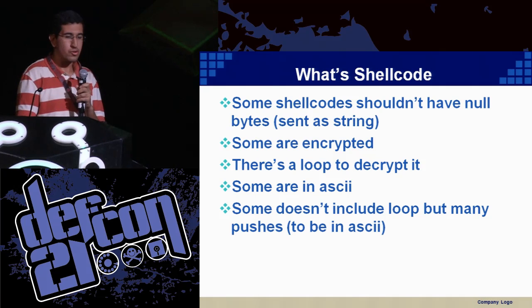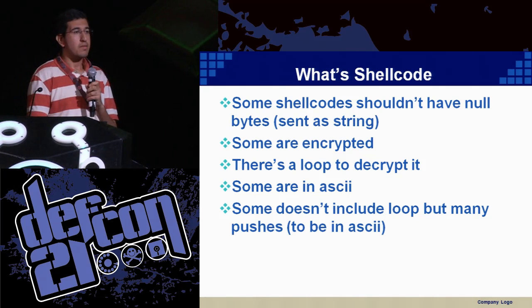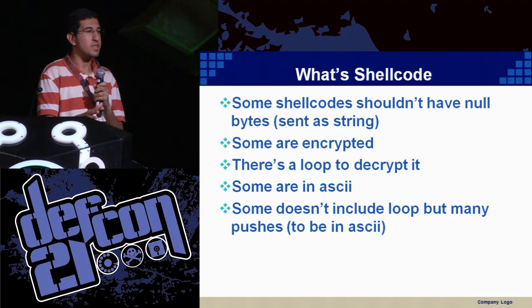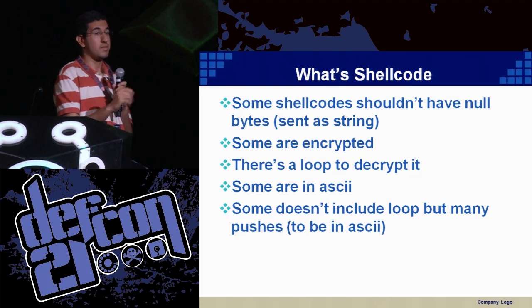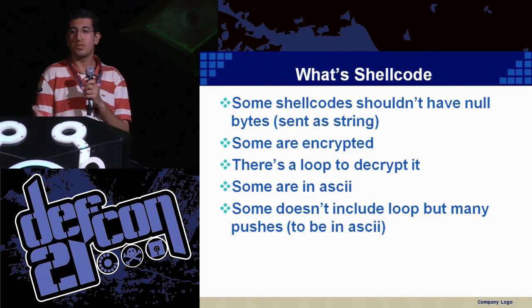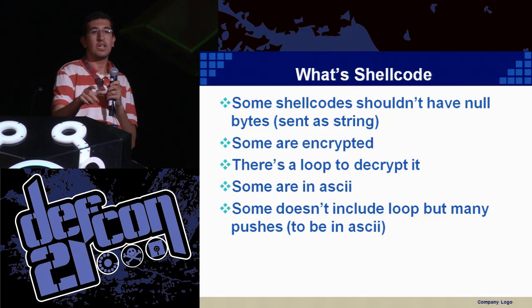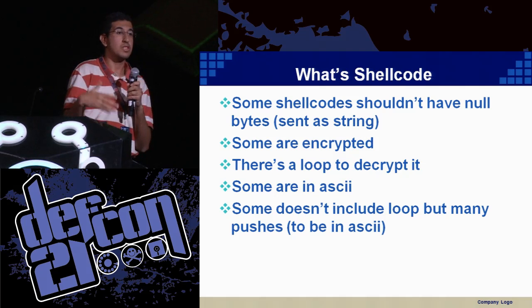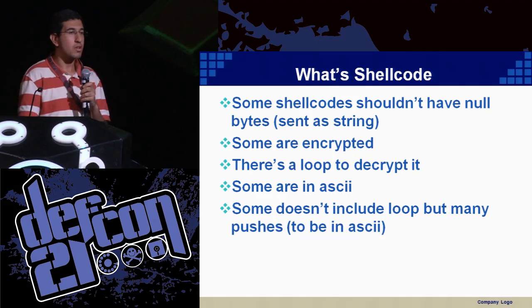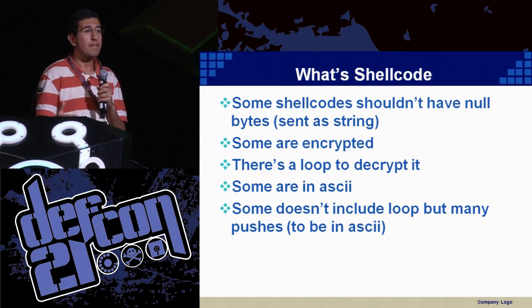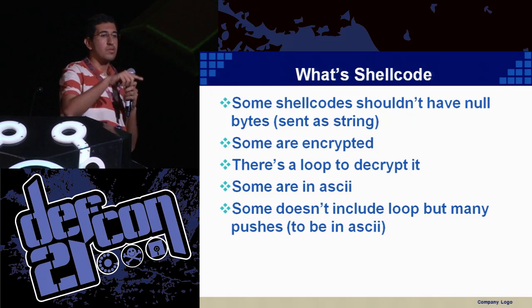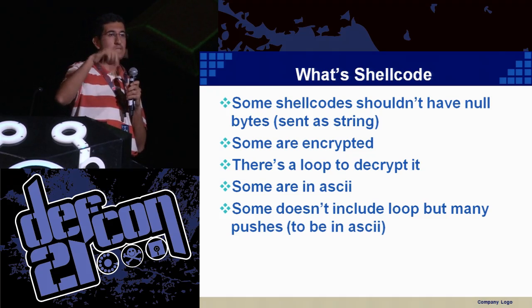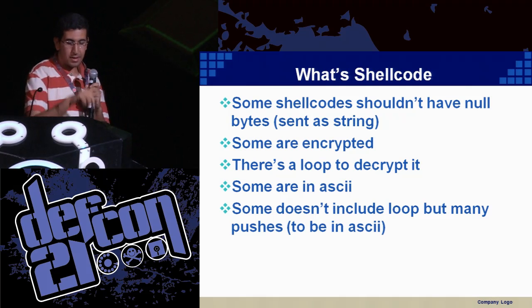They are sometimes encrypted. If you see Metasploit, how many people here use Metasploit? A lot. Actually, in Metasploit, when you choose the payload, choose a shellcode, you can encode it to bypass antiviruses and all signature-based ways. So sometimes shellcodes are encrypted, and there will be a loop trying to decrypt it byte by byte. So there will be a loop, some code executing in a cycle.